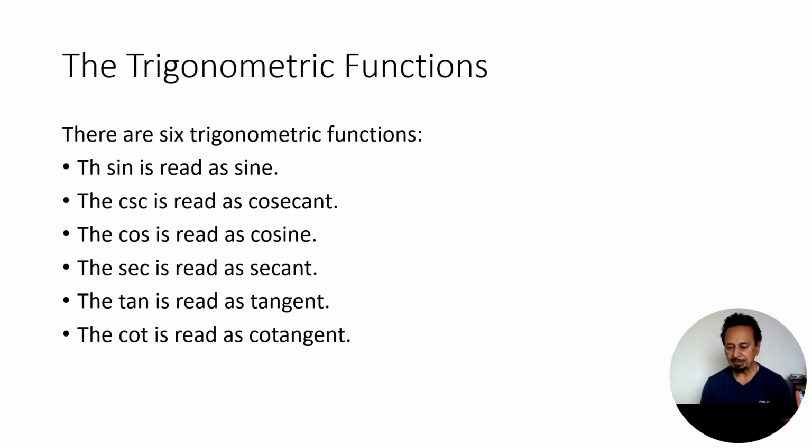Trigonometric functions. There are 6 trigonometric functions. This sign is read as sine, this is read as cosecant, this is read as cosine, this is read as secant, this is read as tangent, and this is read as cotangent.